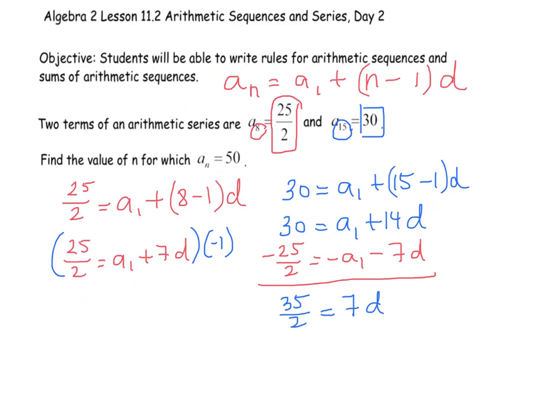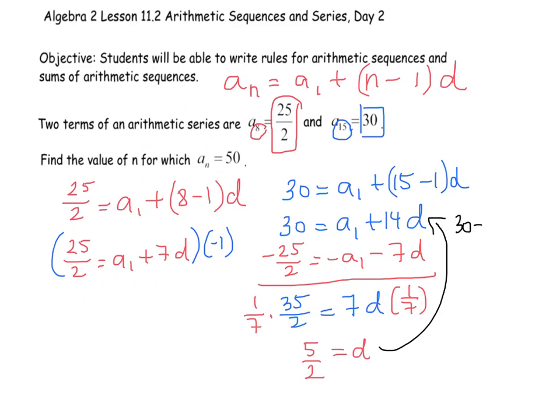And now I just need to divide by 7. So if I divide both sides by 7, that means multiplied by the reciprocal of 7, which is 1/7. So d is going to equal 5 over 2. If I simplify by 7, I just get 5 over 2. Now if I take 5 over 2 and substitute it into one or the other equation, I'll be able to find a1. So I'm going to substitute it into the second equation.